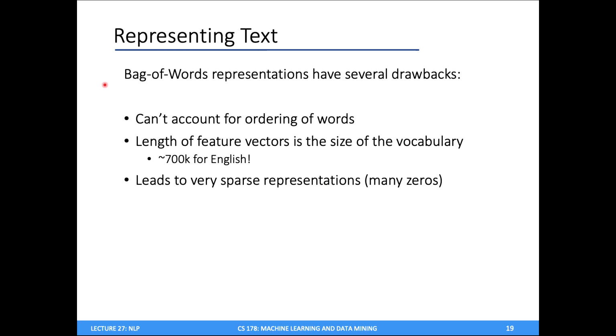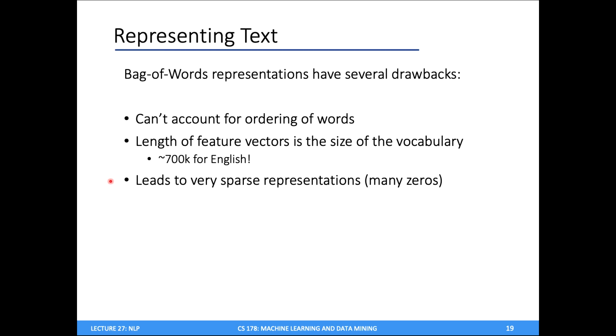But it has lots of drawbacks in featurizing our text in this way. The foremost is that it can't account for the ordering of words in a sentence. Just counting up how many times I say the word good in a movie review is probably not the best way to represent the actual text. What if I said this movie is not good? We really need to account for the ordering of the words and the context in which they appear. Also, the length of our feature vectors in this bag of words representation is the size of the vocabulary. So if we want to actually work with all of the words in the English language, we're going to have a 700,000 dimensional input to our model, which is clearly infeasible, way too high dimensional for us to work with.